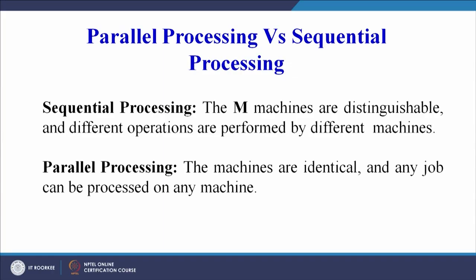Then parallel processing is where the machines are identical and any job can be processed on any machine. So you may have 5 machines in one row, each machine of the same type, and suppose 100 parts are coming. These 100 parts have to be processed on 5 different machines. Each machine is of the same type, all may be lathe machines, each having the same swing diameter, same distance between centers, same dimensions, everything same. So these 100 components can be processed on any one of these lathe machines or distributed among these 5 lathe machines.